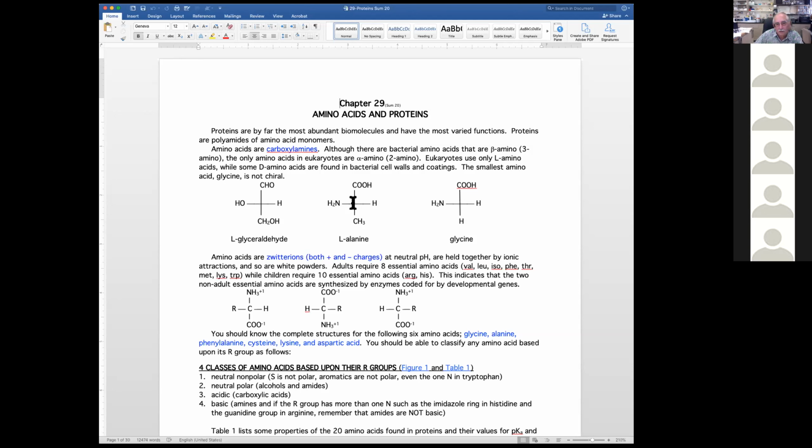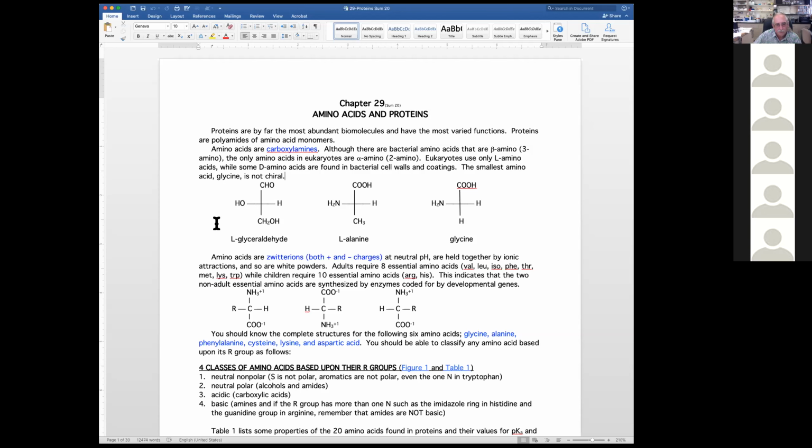Eukaryotes use only L amino acids. Some bacteria use D amino acids, and they're often found in bacterial cell walls and coatings and things like that. Most likely it's a way to stop enemy enzymes from attacking their cell walls and coatings.